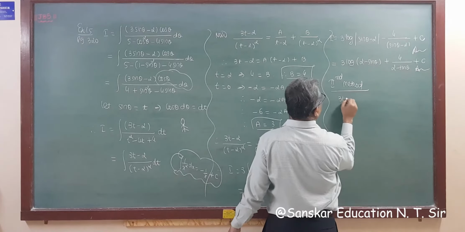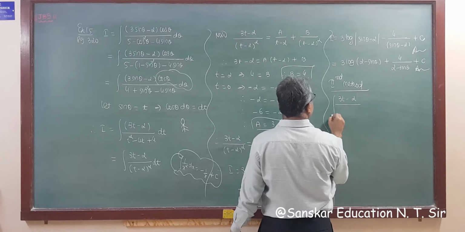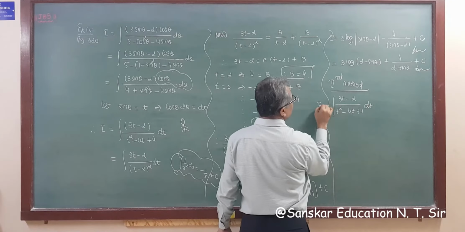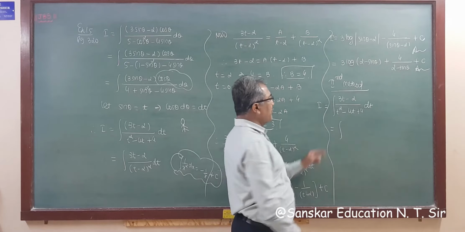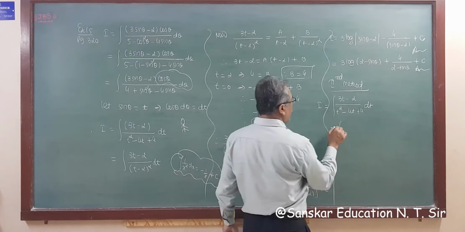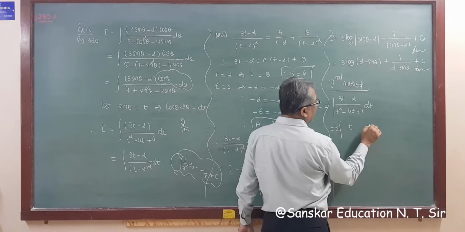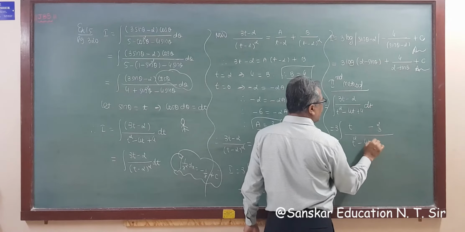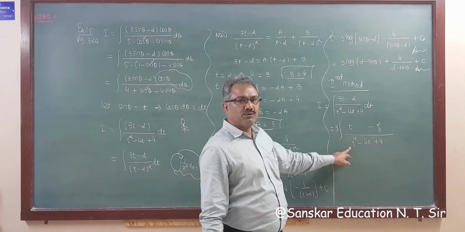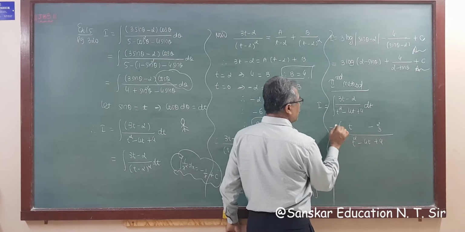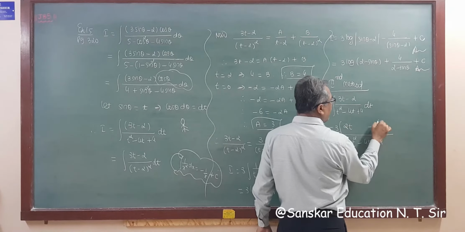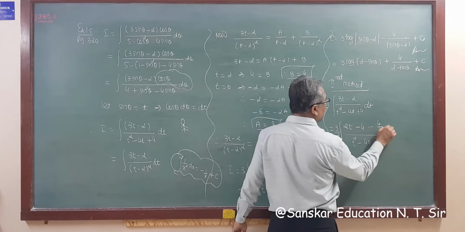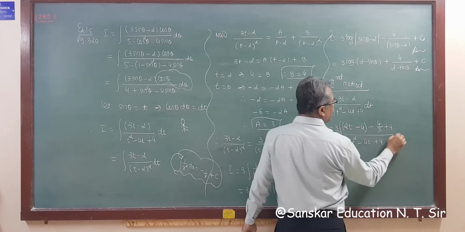So this is the integral of 3t minus 2 whole upon t square minus 4t plus 4 dt. This is your I. The derivative of this is 2t, but this is 3t, so taking 3 common, this is t minus 2 by 3, whole upon t square minus 4t plus 4. Now the derivative of this is 2, so divide by 2 and multiply by 2. This becomes 4 by 3. I am writing directly. Now the derivative of the denominator is minus 4, so this is minus 4 plus 4. This is one bracket and this is dt.